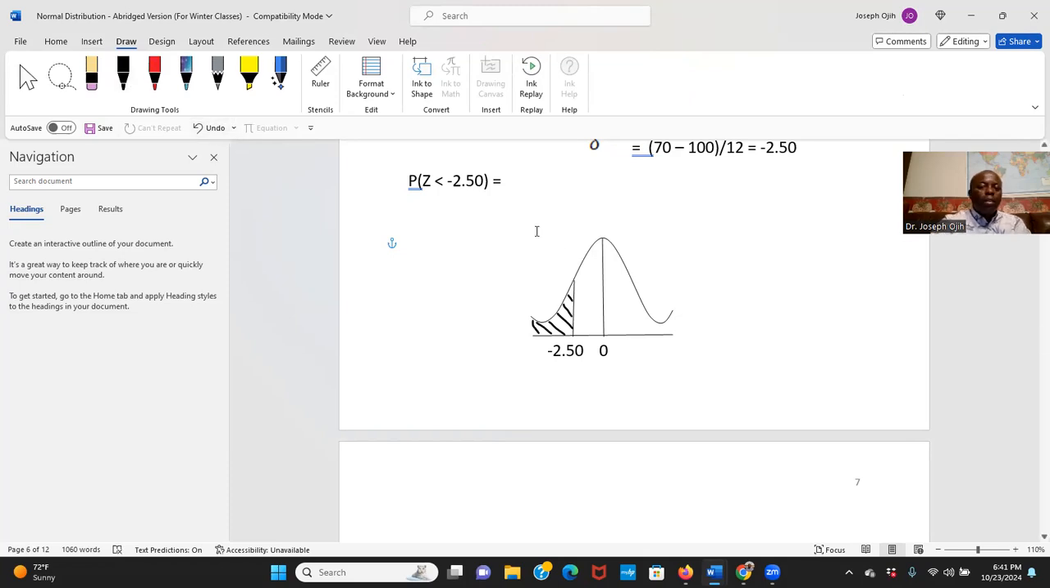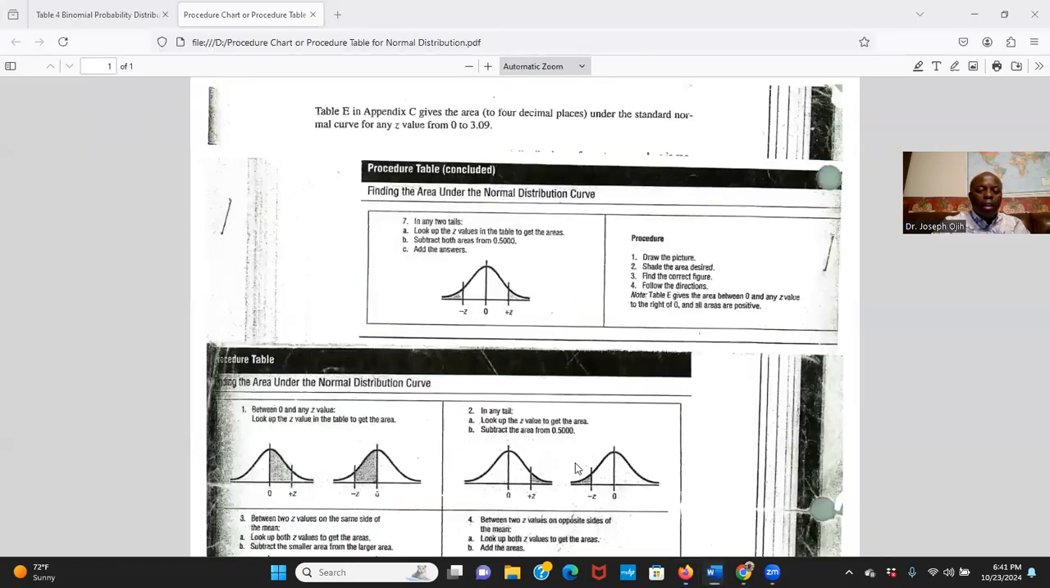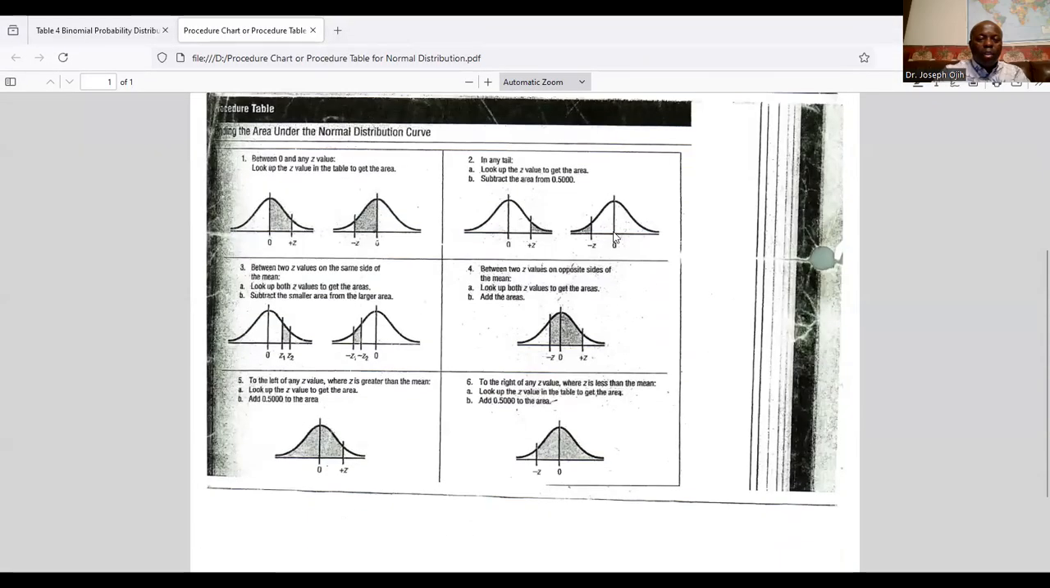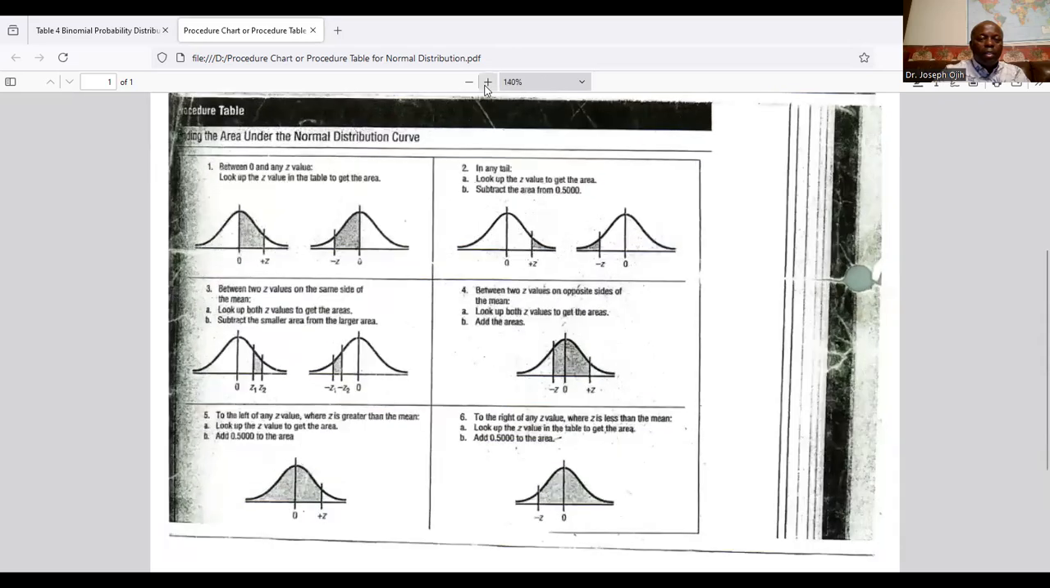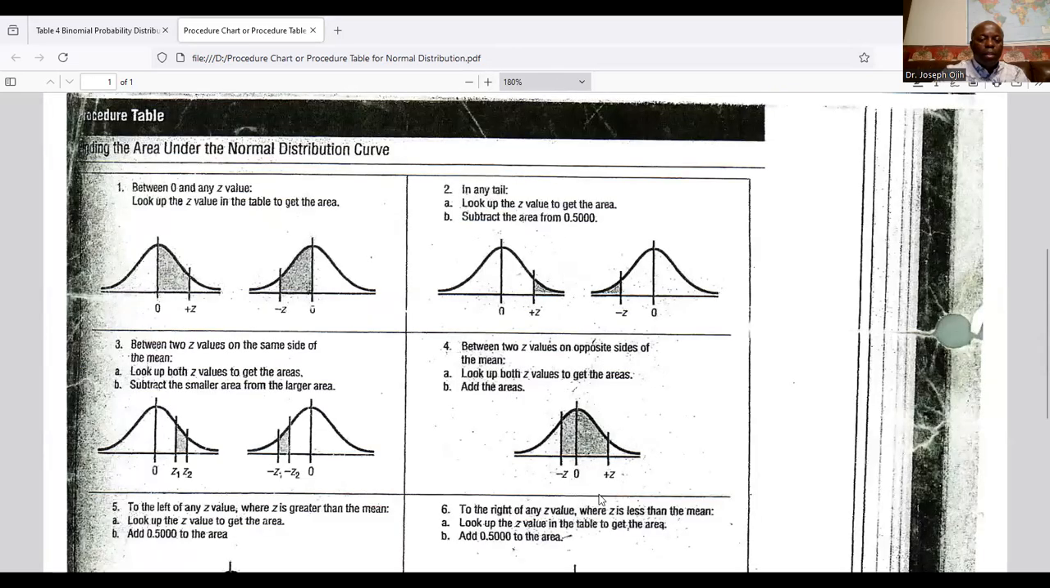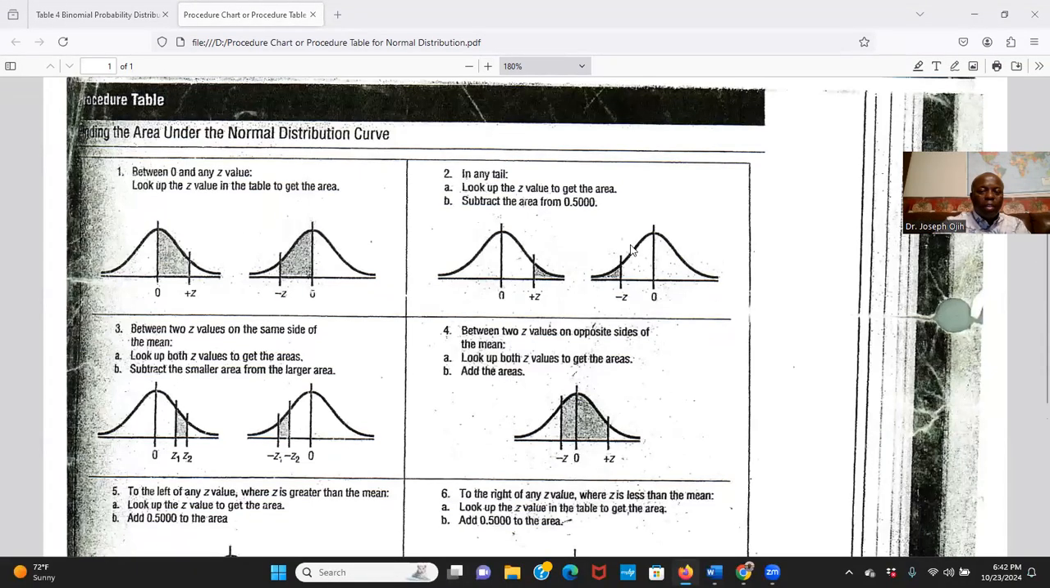Okay. So now, having drawn this, let's go to the table, but let's look at the procedure chart. The chart that looks like this one is this one. What they say is at the tail. As you can see from the screen, it says, look at the z value to get the area, subtract the area from 0.5. Now we can go to the table.